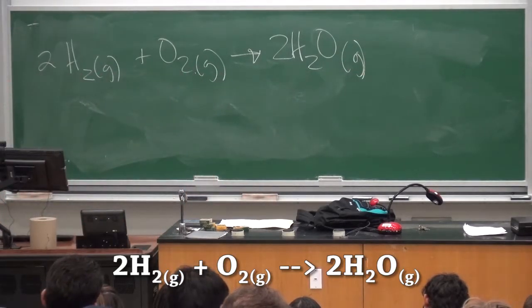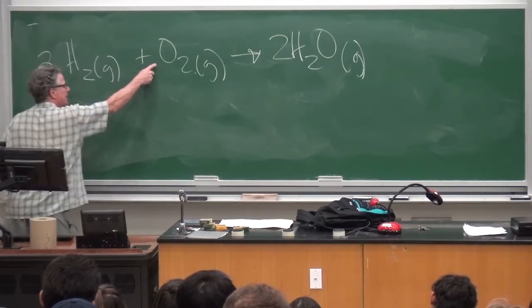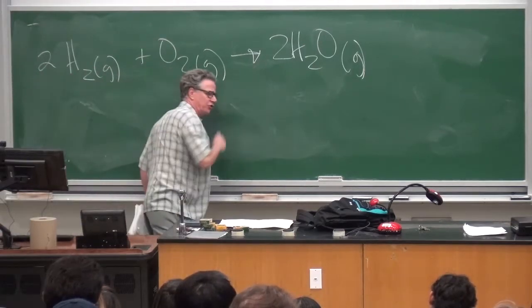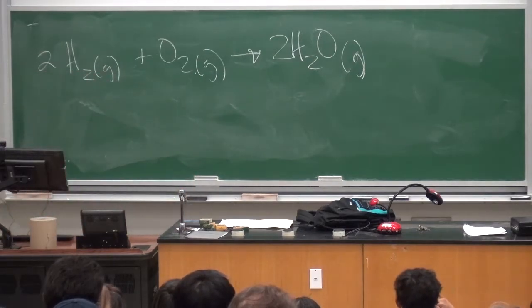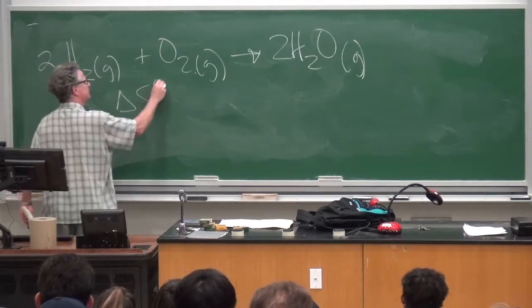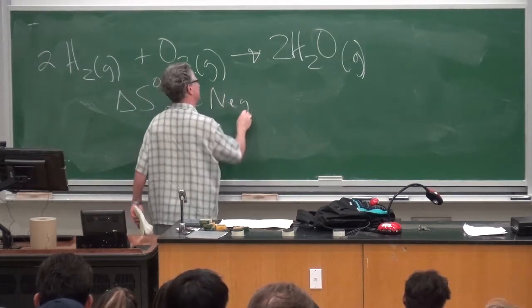So we could predict that it has a positive entropy change or a negative entropy change. Well, we predict that it has a negative entropy change. Why? Because it takes three molecules and makes two. Anytime you take many particles and make few, that's a negative entropy change. So you would predict delta S naught for this reaction to be negative.